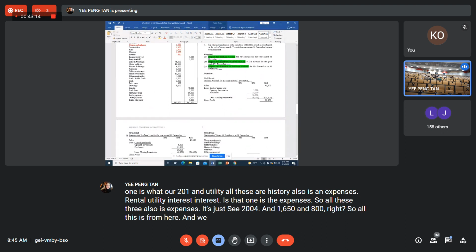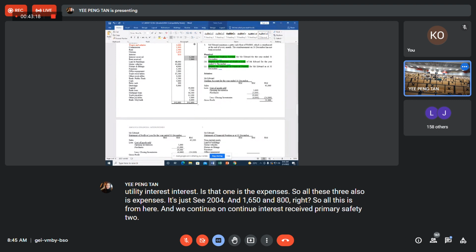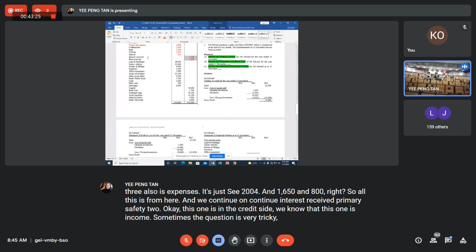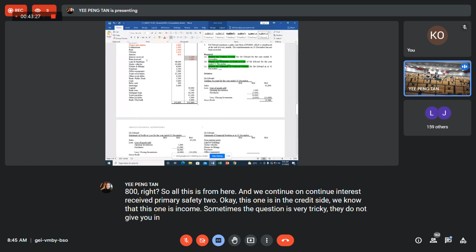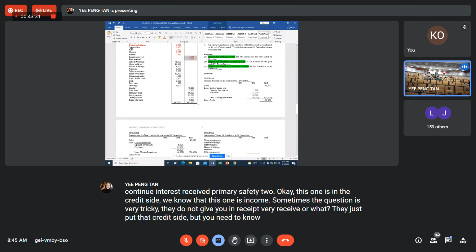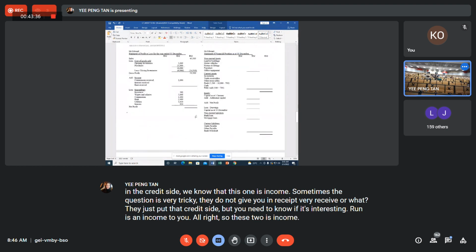And we continue. Continue, interest received. Rent received is 2. Okay, this one is in the credit side. We know that this one is income. Sometimes the question is very tricky. They do not give you in receipt, rent received or what. They just put credit side. But you need to know if credit side interest or rent is an income to you. All right, so this 2 is an income. So you have to put under income here. 1,500 and 3,000.